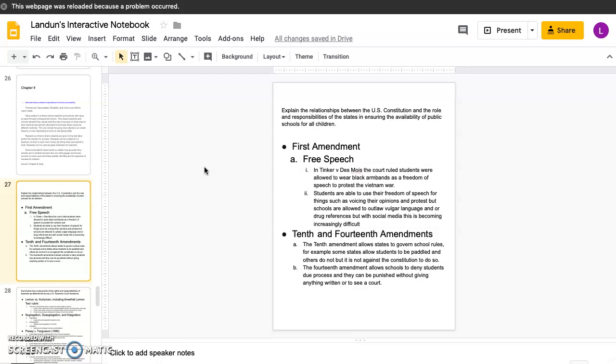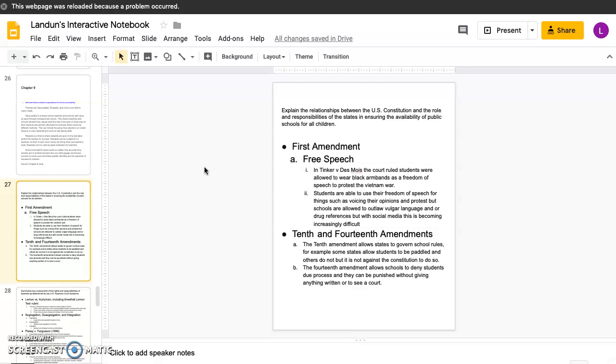Students were able to use their freedom of speech for such things as voicing their opinions and protesting. So I thought that was interesting for how it started in school specifically, and how that led to us being able to say what we want to say to this day.